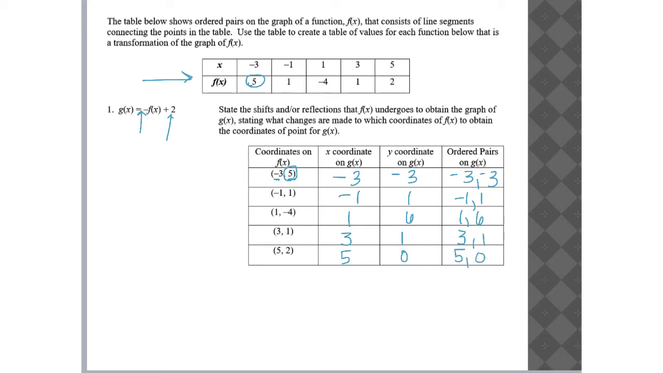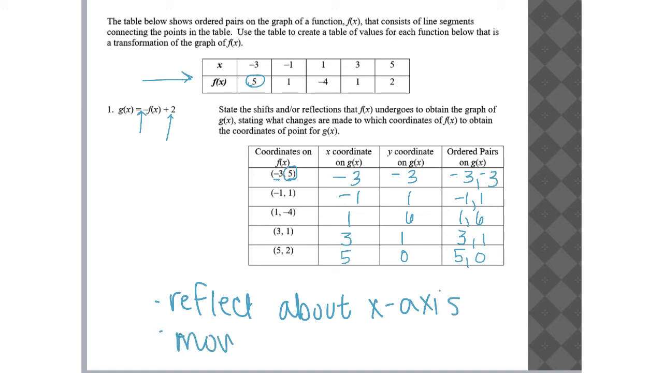So what shifts are taking place here? Well, negative f of x means we reflect about the x-axis. And then we move up 2.